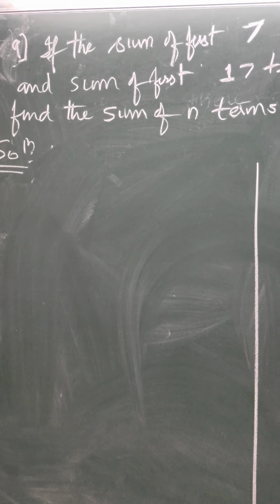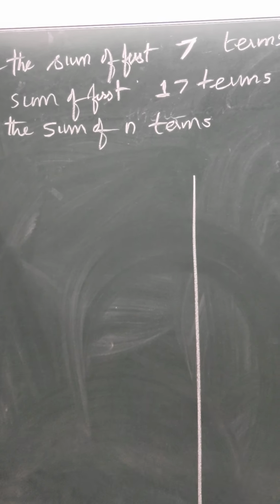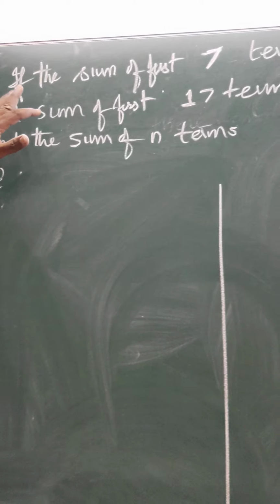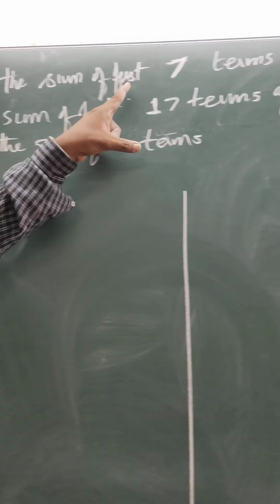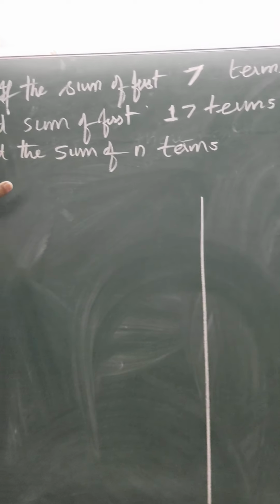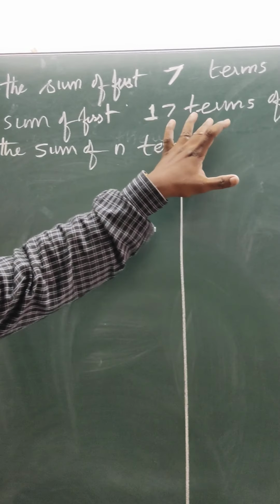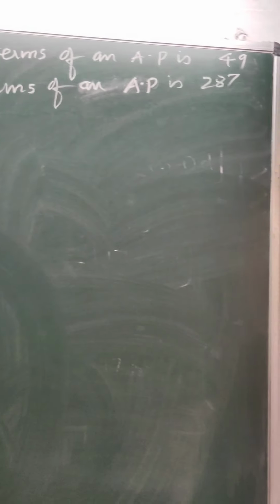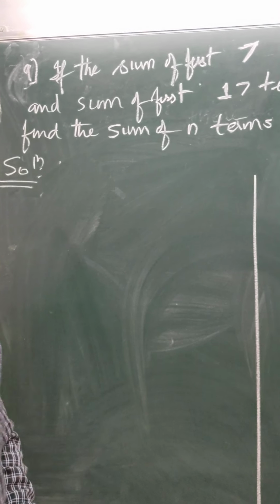Students, in this video we are going to solve question number 9 from your textbook. The question goes like this: if the sum of first 7 terms of an AP is 49 and the sum of first 17 terms of an AP is 287, then you have to find out the sum of n terms.